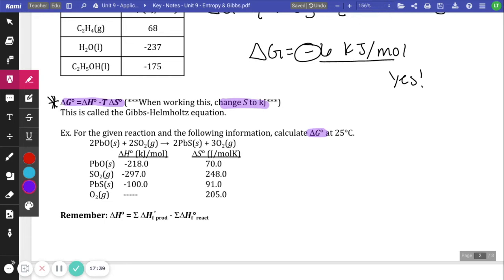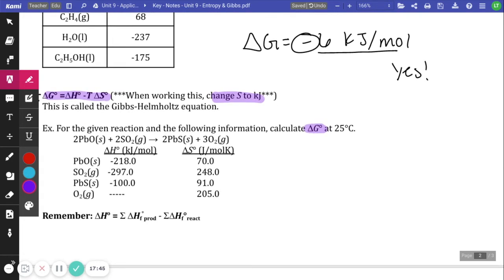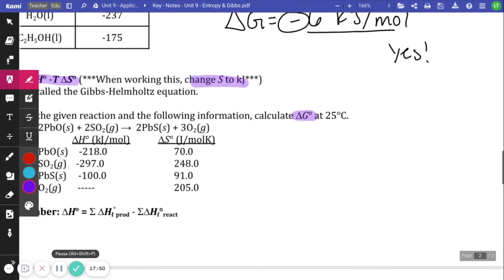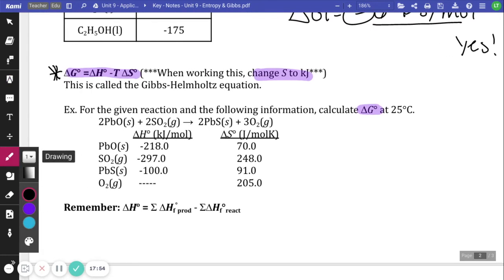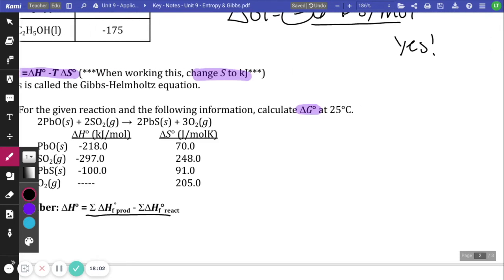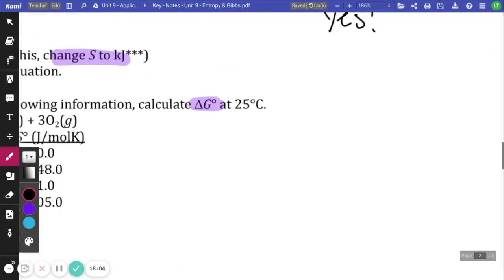Now I know I didn't leave a whole bunch of space here, so I'm going to write as small as I possibly can over to the side, and you guys should do the same. So let's go ahead and work this one. The first thing we need to do is solve for our delta H of formation. If you remember, there's a little reminder for us that delta H is equal to the sum of the delta H of our products minus the sum of the delta H of our reactants.